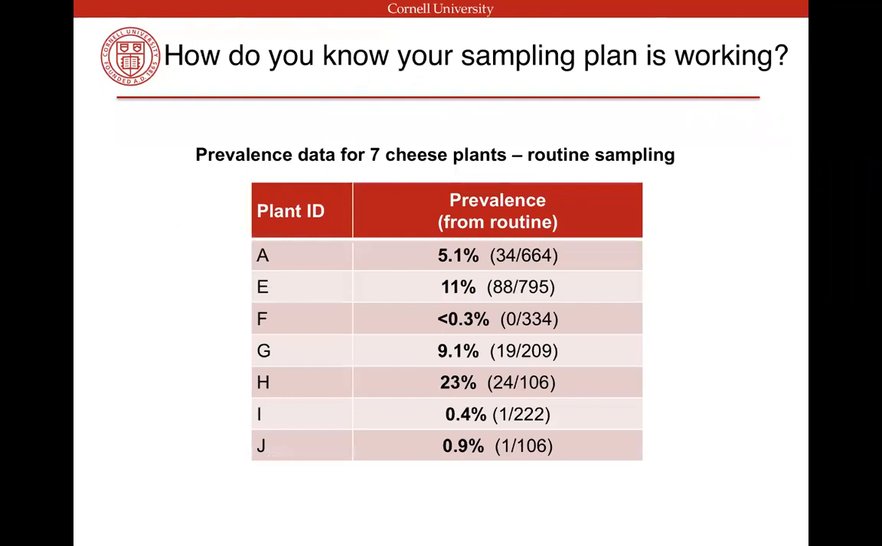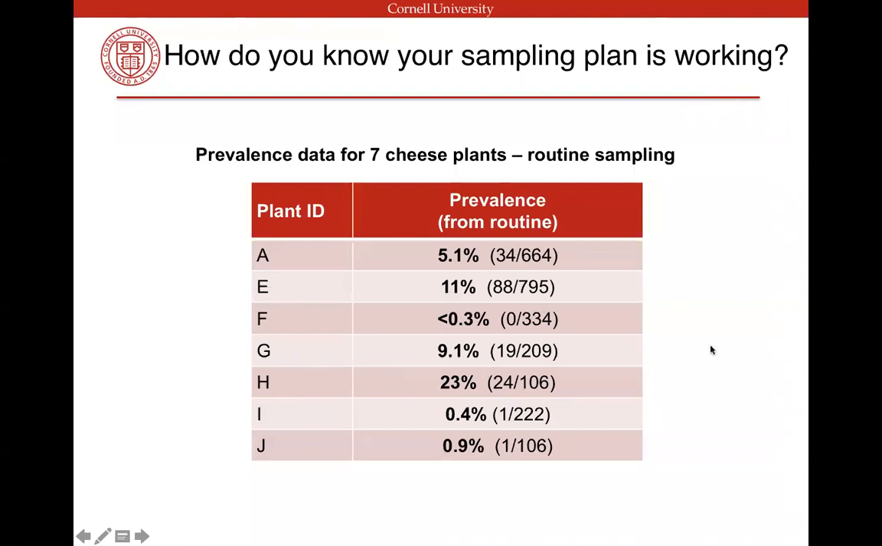Finally, I want to talk to you about how you might check to see if your sampling plan is working. So here's an example of research from 7 different cheese plants where we did routine sampling. And so you can see the prevalence from several months of sampling. If I were to just look at this based on the prevalence, I think I would want to eat at facility F or facility I, or even facility J, because they look like they've got the lowest prevalence. And I think I would be most worried about eating cheese from facility H, G, and E, for example.